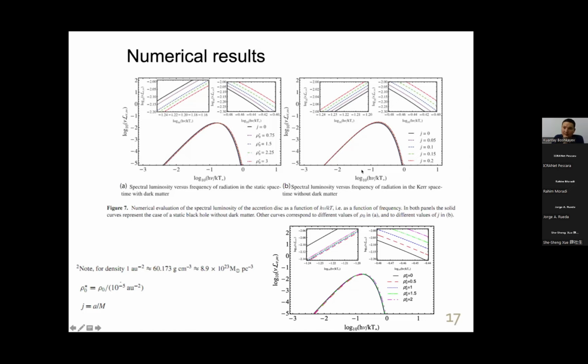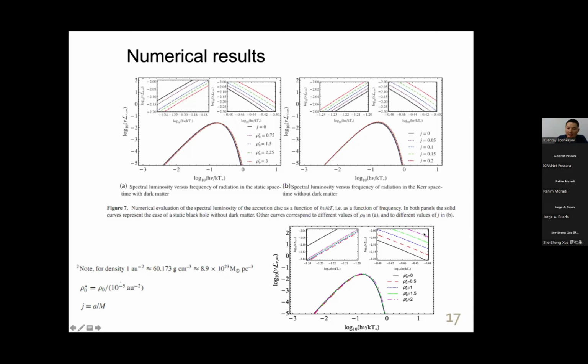range, X-ray range. And in the case of dark matter, I mean, black hole surrounded by dark matter with tangential pressure, with isotropic pressure, we see that at smaller frequencies, the luminosity is smaller with respect to the Schwarzschild case. But at larger frequencies, which correspond to the region close to black hole, the spectral luminosity is larger with respect to static black hole case.